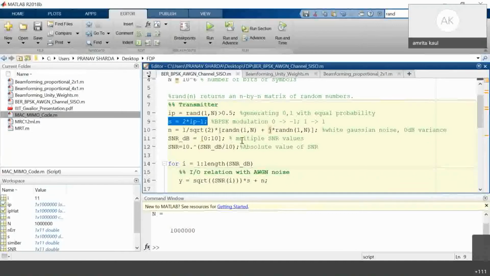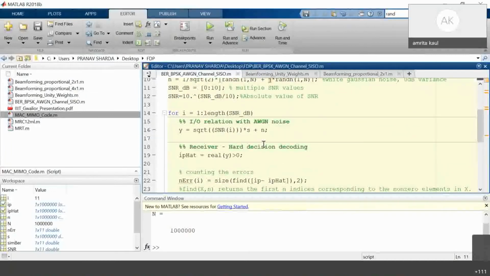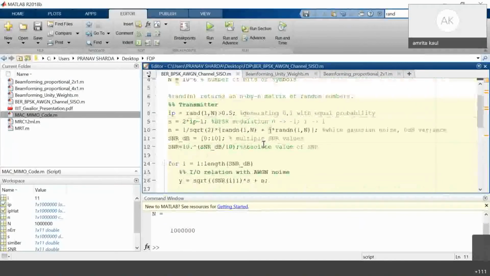And one more question. Generally AWGN mean is taken to be 0 and variance is taken to be sigma square. Why are we taking 0 dB variance over here? See, this you can vary. This is just for the sake of illustration. We have taken it to be unit variance. Normal distribution is mostly used. What is normal distribution? It is zero mean and unit variance. So we have used a normal distribution based Gaussian noise. Okay.